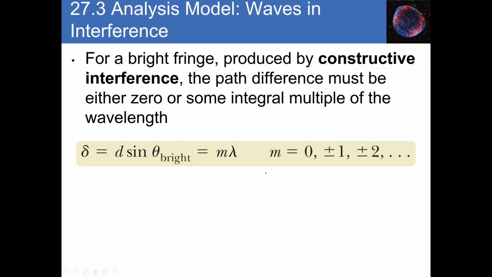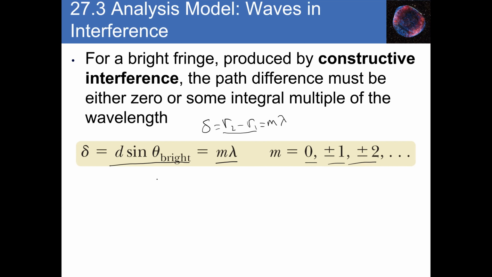That means if it's constructive interference, I had R2 minus R1 equals m times lambda. But now R2 minus R1 is equal to delta, and delta also equals D sine theta. We write this as theta bright because this is for the bright fringe. And because it's a bright fringe, it equals m times lambda, where m equals 0, 1, 2, 3, and so on. There's also plus or minus 1, plus or minus 2.